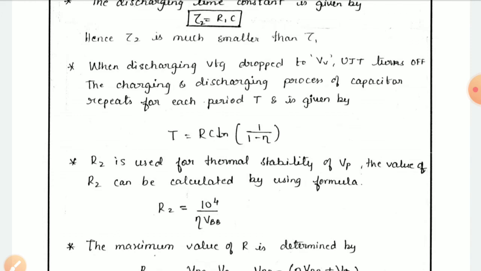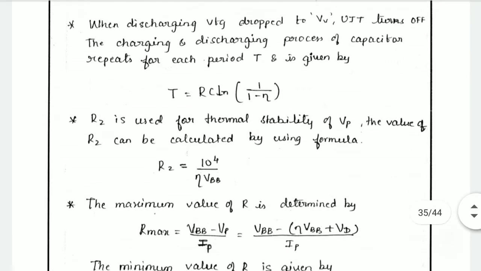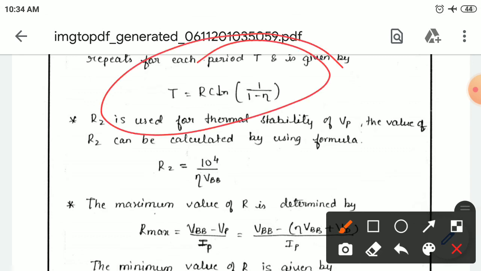Okay, so the different parameters: when the discharging voltage drops to the valley point VV, the UJT turns off, then the charging and discharging process of the capacitor repeats. So when the voltage drops below the valley voltage, the UJT turns off, and the charging and discharging process of the capacitor repeats for each period T, which is given by T is equal to RC into ln of 1 divided by 1 minus eta, where eta is the intrinsic standoff ratio.